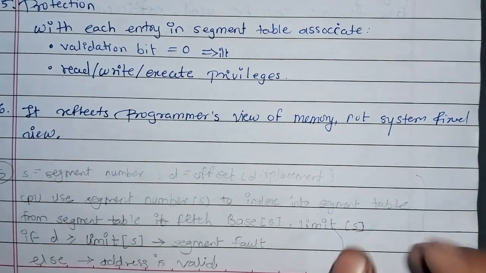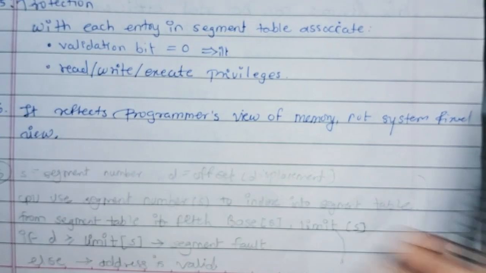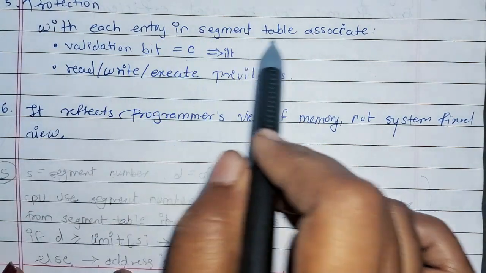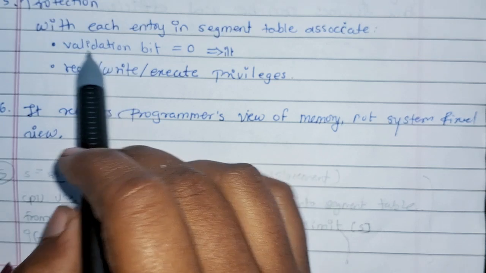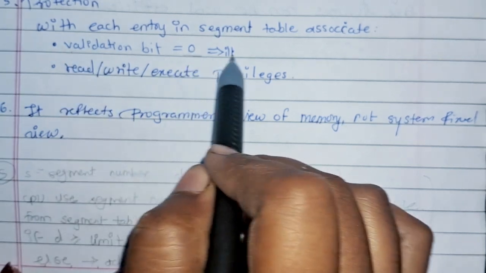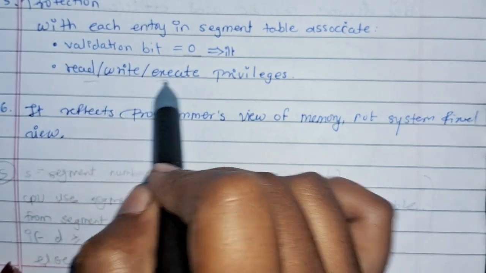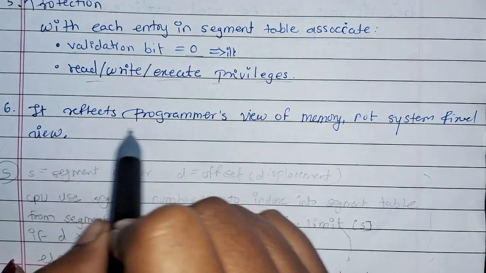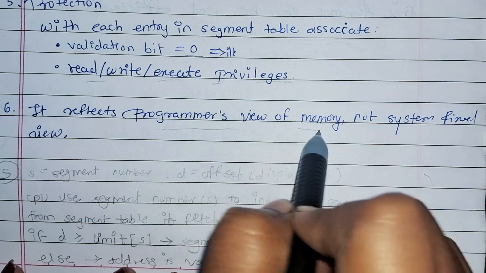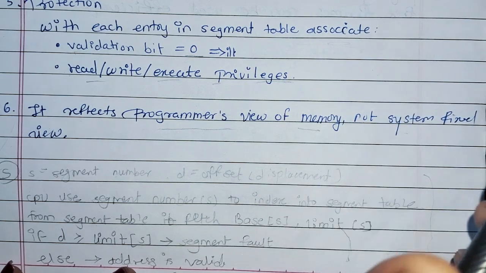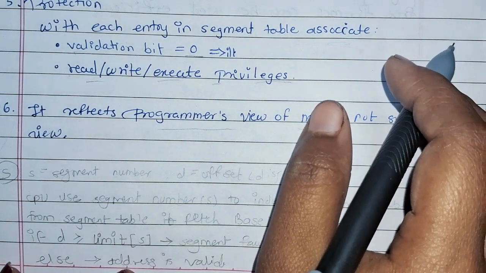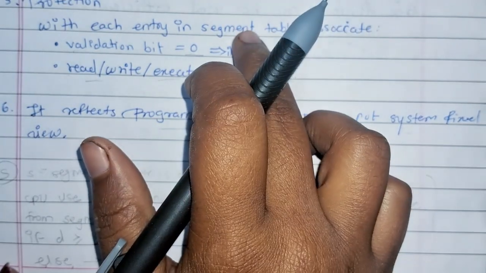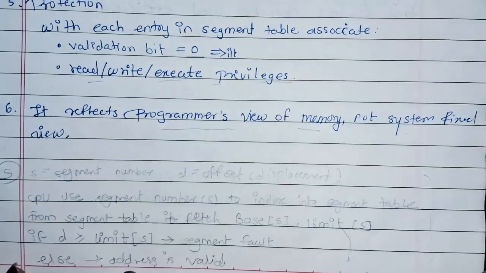So next point, protection. With each entry in segment table associated validation bit 0. Okay, read, write, execute privileges. It reflects programmer's view of memory, not system fixed view. Okay, एज ए फिफ्थ पॉइंट अब आप ये लिखो, सिक्स्थ में ये लिखो और सेवेंथ में ये लिखो.